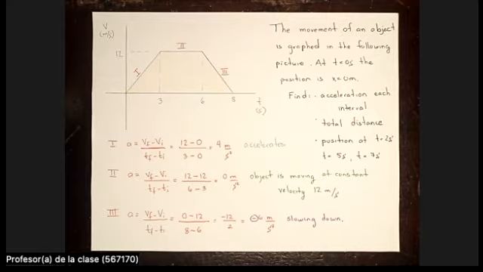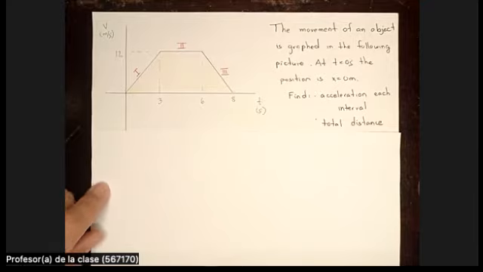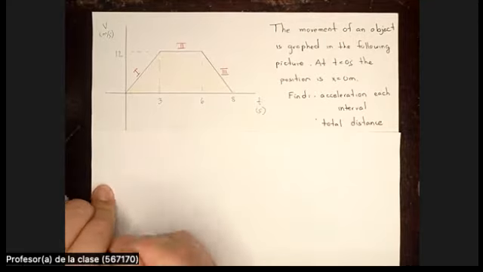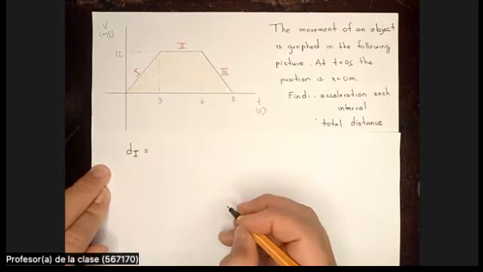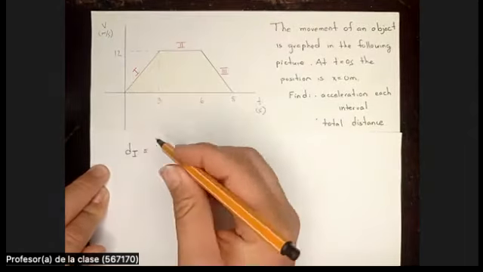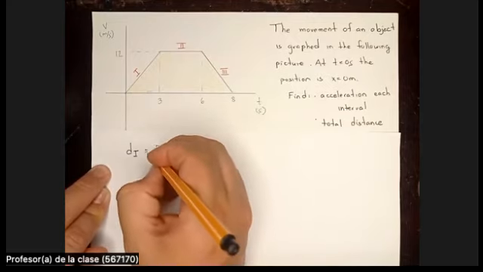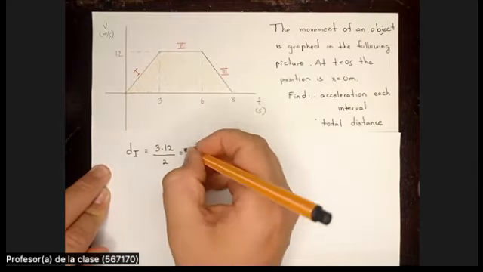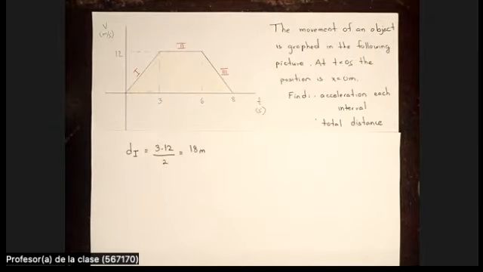Okay, so for the first interval, the distance that the object does is, you have to find the area of this triangle. So base 3, height 12 divided by 2. That will be 18 meters. So the object for the first 3 seconds will move 18 meters.